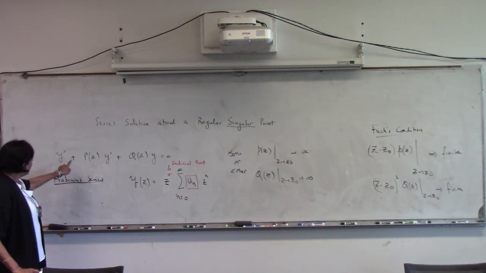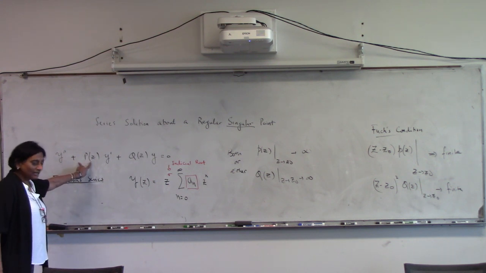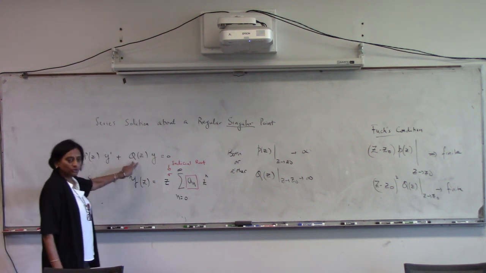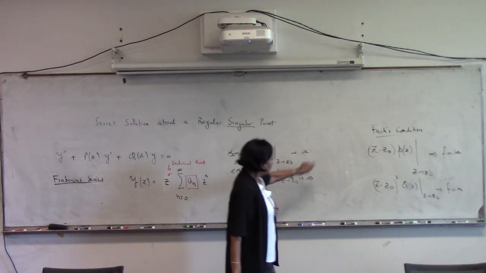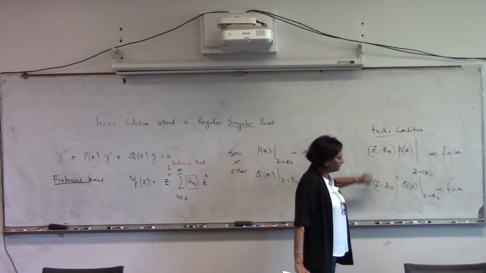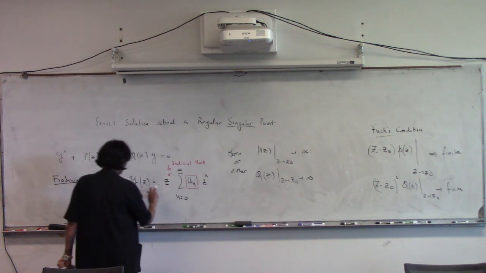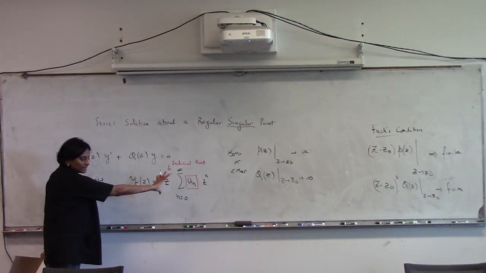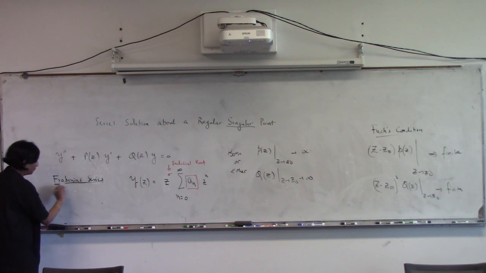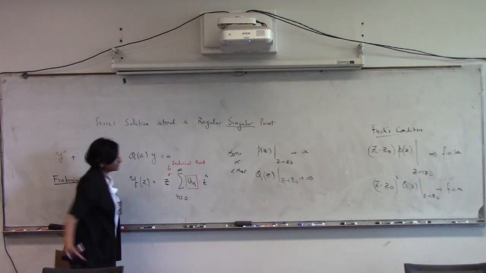So our differential equation, we bring it to the canonical form and analyze how p of z and q of z behave, and if it blows up, we then go and check these conditions. If these conditions are satisfied, then we can propose at least one solution from this series method. And this particular series is called the Frobenius series because it's slightly different from what we had proposed earlier. Okay, that's all.